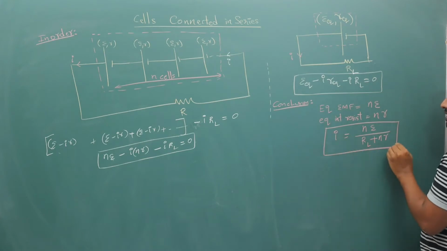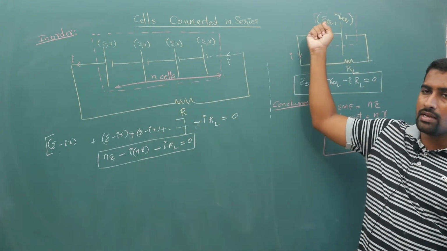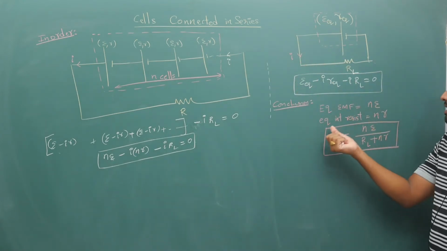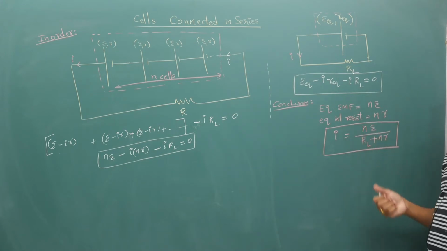So when there are n cells connected in order like this, you can replace them with a single cell whose equivalent EMF is n into E, equivalent internal resistance is n into r, and current I is nE divided by R load plus nr.